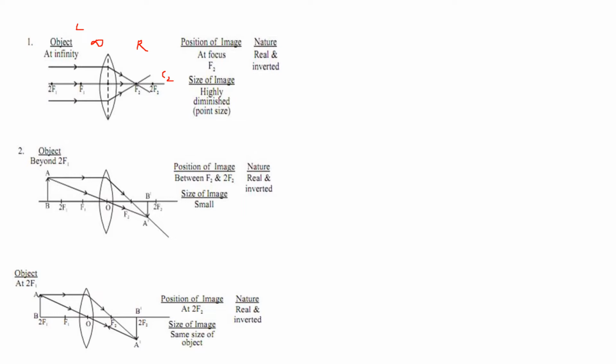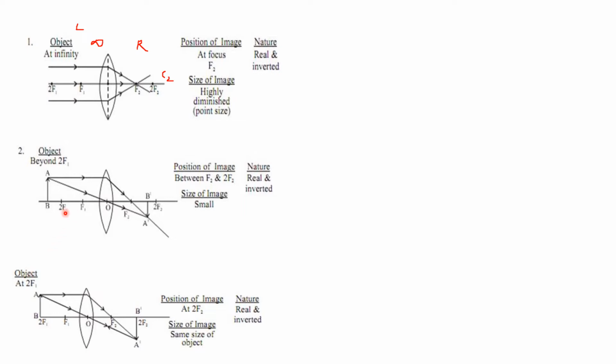Coming to the next, now you can see the object has come a little closer. Initially the object was at infinity, we couldn't see the object. Here the object has come a little closer, but it is beyond 2f1. 2f1 is nothing but the center of curvature. Center of curvature 1. This is the center of curvature.